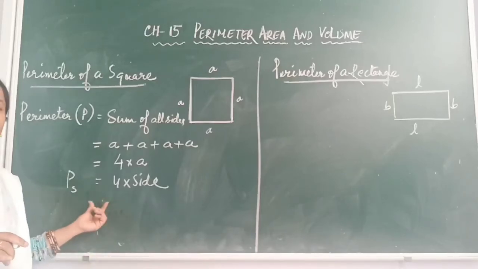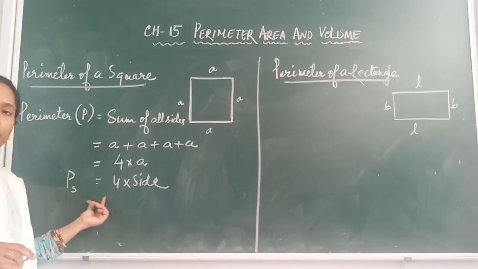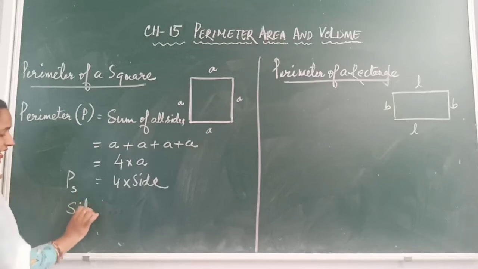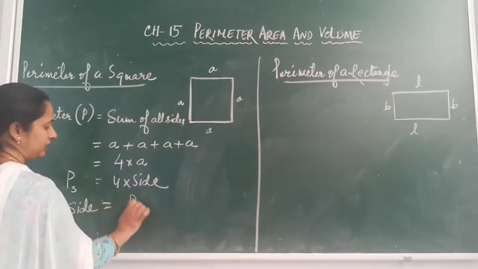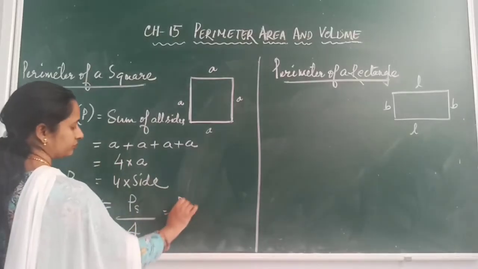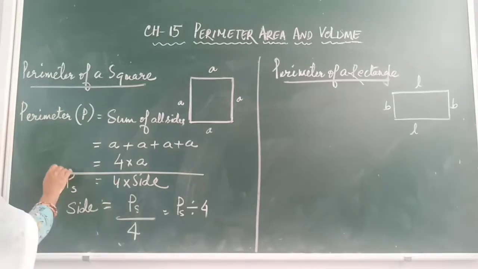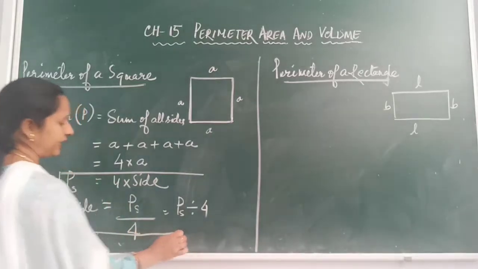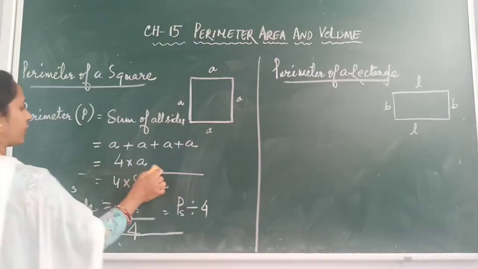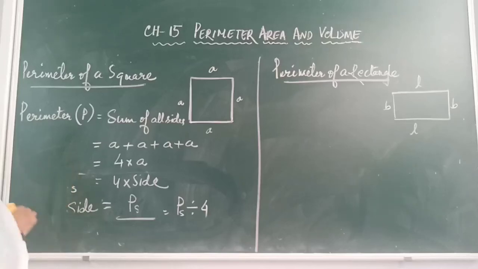Sometimes you may be asked to find the length of the side when the perimeter of a square is given, then what will you do? In that case, the length of the side can be found by dividing the perimeter of the square by 4. So these are the two formulae that can be derived from the formula of perimeter. Okay.